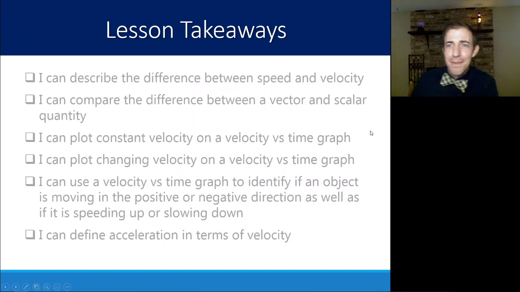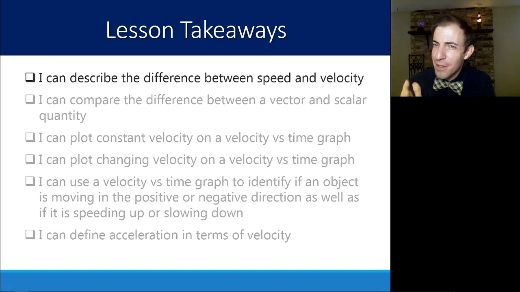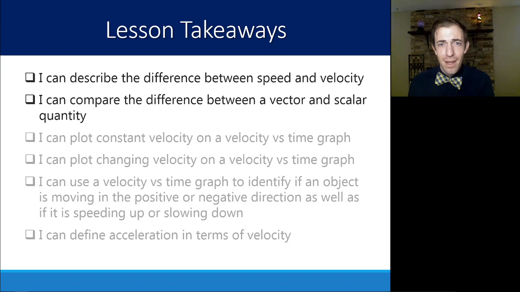So, in summary, the main takeaways for our lesson today: you should be able to describe the difference between speed and velocity. One is a scalar and one's a vector because it has direction and can possibly be negative. You should also be able to compare between a vector and scalar quantity in general. So whether it's speed and velocity, whether it's distance and displacement, or eventually energy and force, you should know what the difference is and what it means.